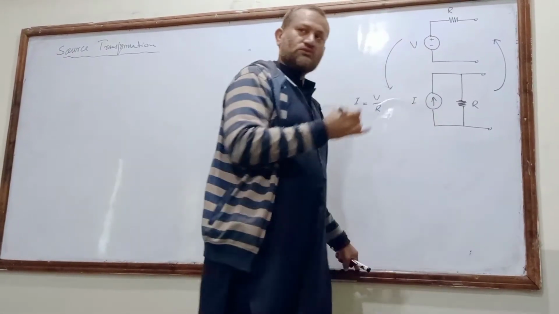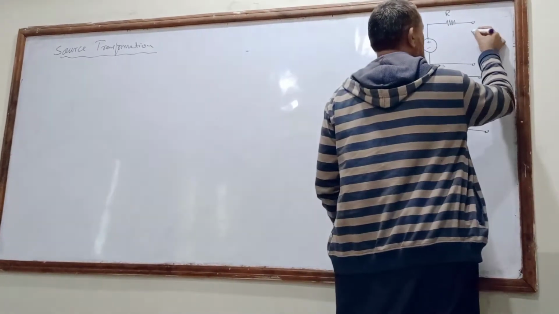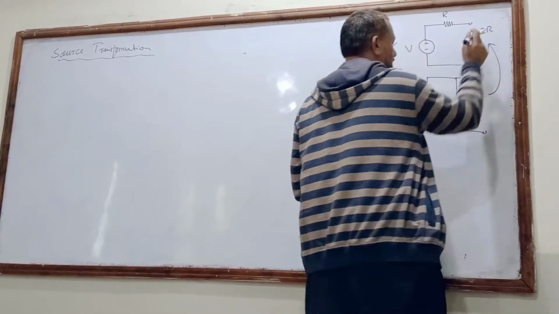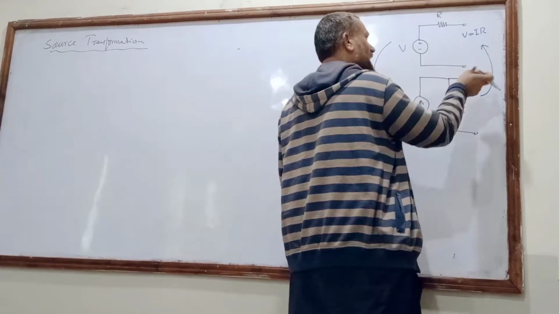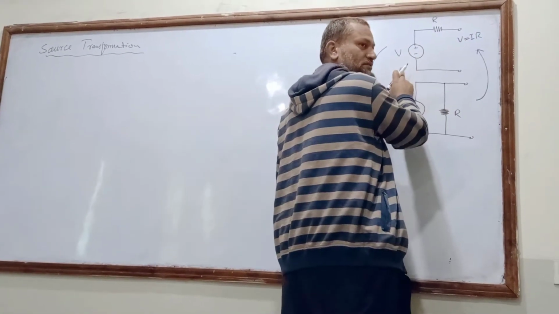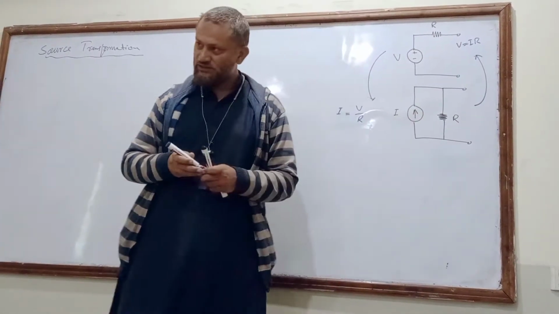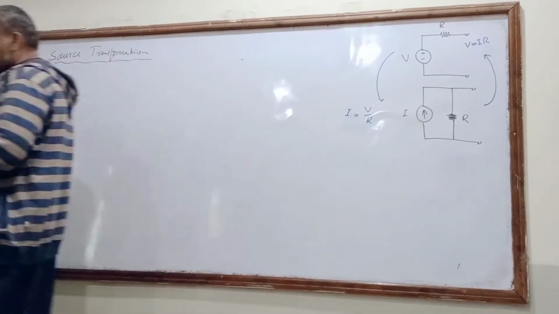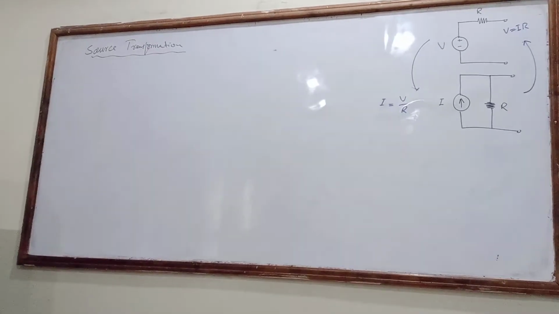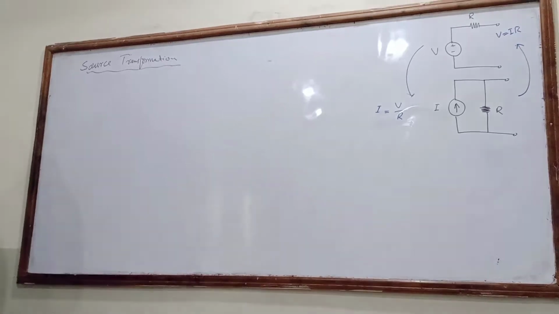And if we convert our current source into a voltage source, what will we do? V is equal to I times R. I is this one, and the value of voltage will be here, and the resistance will be connected in series with that. Understand? Now we will solve a problem on this source transformation.